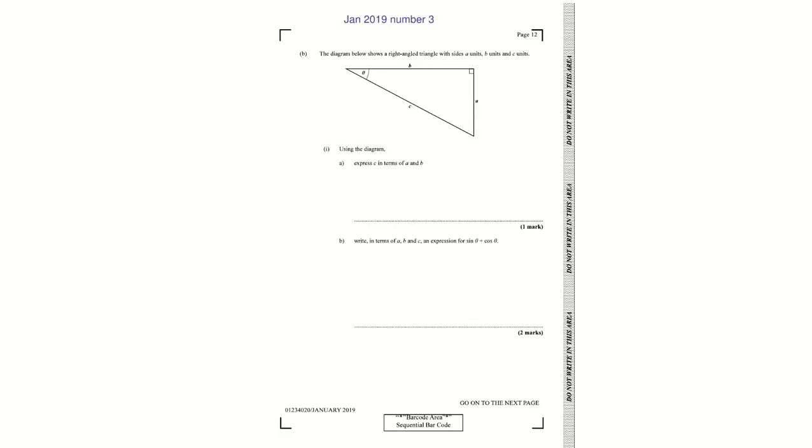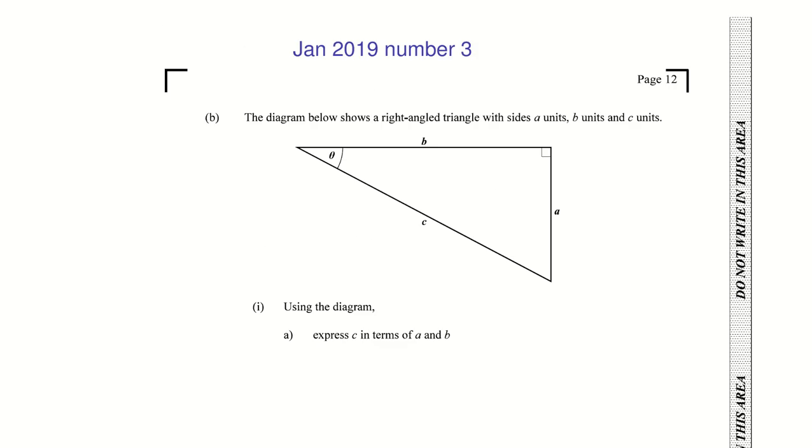Right, let's do the next one. Part B, let's zoom in. It says the diagram below shows a right angle triangle with sides A, B, and C. Using the diagram, express C in terms of A and B. Well, C we know is our hypotenuse, right?